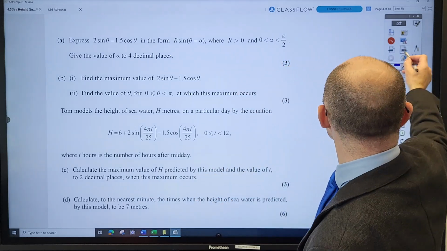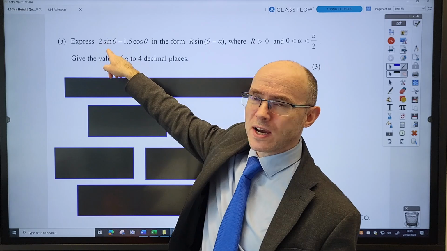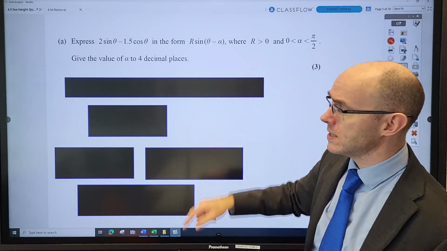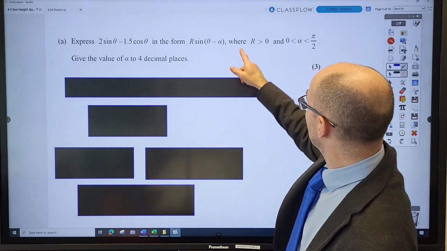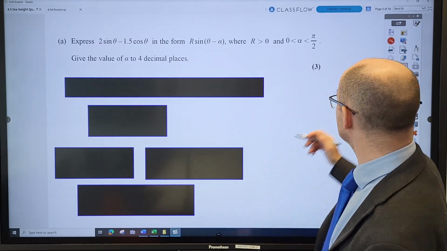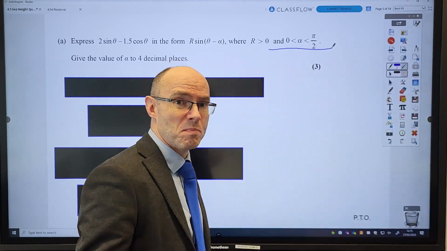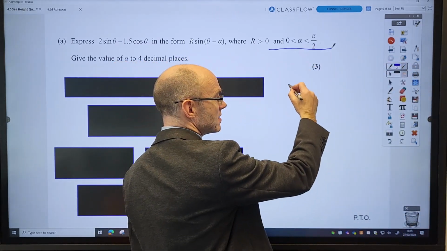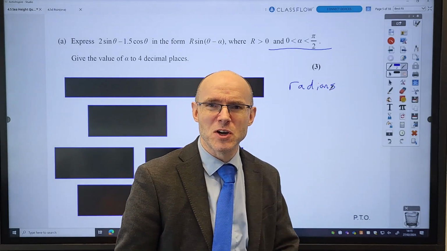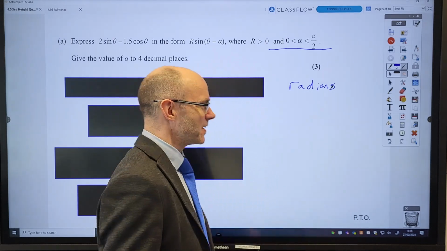Right, here we go. So part A, express 2 sin theta minus 1.5 cos theta in the form r sin(theta minus alpha), okay, where r is greater than 0 and alpha is between 0 and pi over 2. Just note this bit here, when it says alpha is between 0 and pi over 2, set your calculator to radians mode.